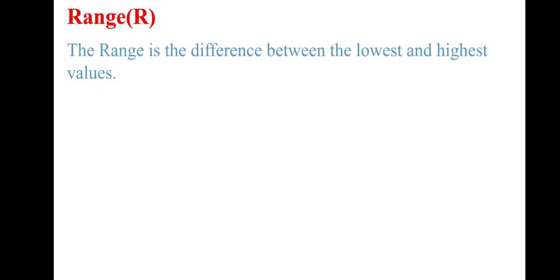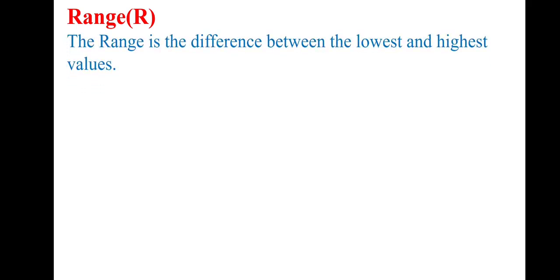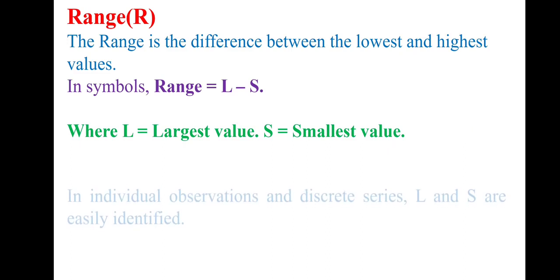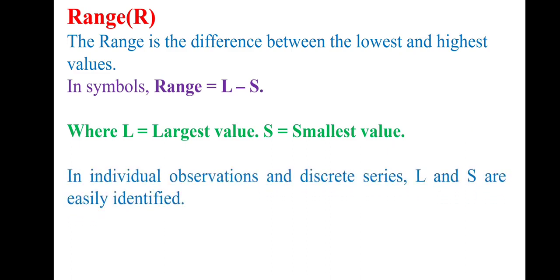First, the simplest definition: the range is the difference between the lowest and highest values, that is, maximum value and minimum value. In symbols we use range equal to L minus S, where L is the largest or highest value and S is the smallest value. In individual observations and discrete observations, L and S are easily identified.